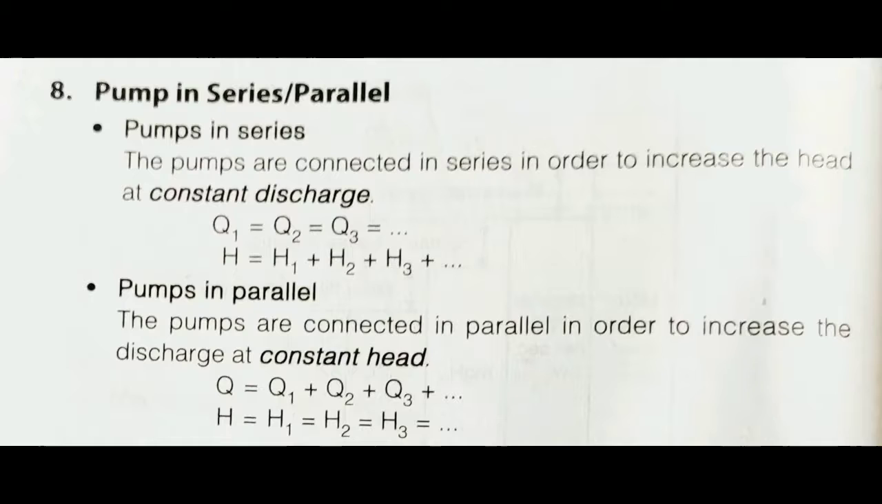Now pumps in series and pumps in parallel. In series, the pumps are connected in order to increase the head at constant discharge. That is Q1 equal to Q2 equal to Q3, H equal to H1 plus H2 plus H3, etc. Pumps in parallel are connected in order to increase the discharge at constant head. That is Q equal to Q1 plus Q2 plus Q3, H equal to H1 equal to H2 equal to H3. If pumps are in series, Q is the same. If pumps are in parallel, H is the same.